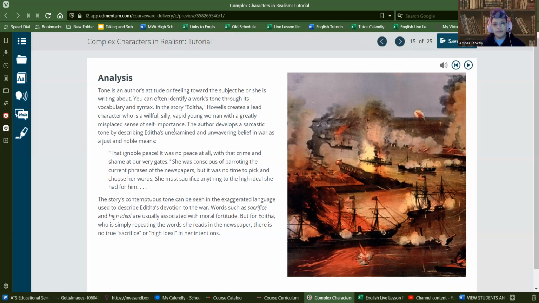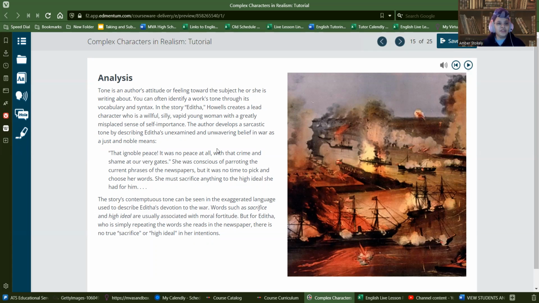And there's some exaggerated language used to describe how she feels. So she says, that ignoble peace, it was no peace at all, what with the crime and shame at our very gates. So it says she was conscious of parroting the various phrases of the newspapers, but it was no time to pick and choose her words. So basically, she knows that she's just repeating what was in the newspapers, but she doesn't have time to come up with her own thoughts. So she thinks that it's important to just get the idea across, even if she's using someone else's words.